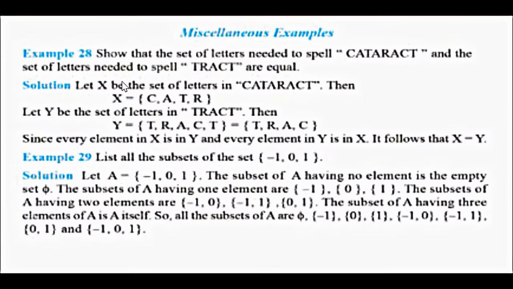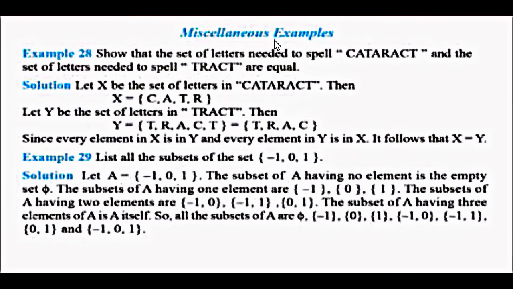Next is the miscellaneous example. We will show that the set of letters needed to spell cataract and the set of letters needed to spell tract are equal. Let us make a set, C, A, T, R. We are not including the duplicates. Then tract: T, R, A, C, T. Again, we will be taking only one T. So T, R, A, C and C, A, T, R: both sets have exactly the same elements. The order is different, and we have known by now that the order doesn't matter. The thing which matters is that the content should be the same.